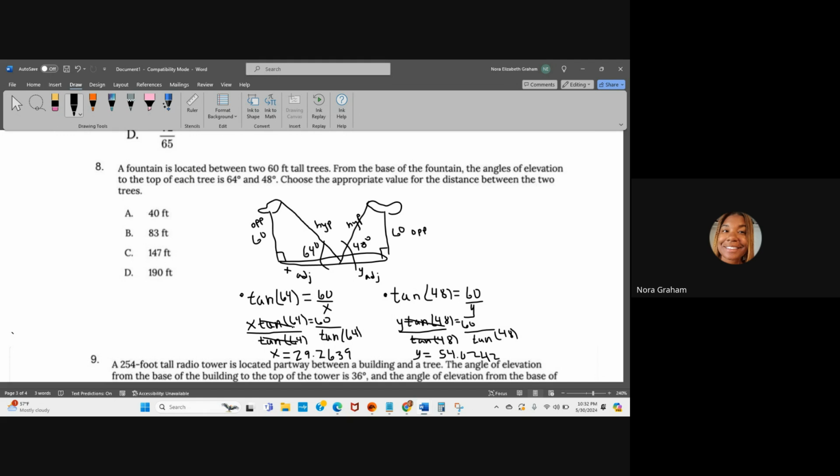All right, so what I just found was x, my distance from here to here, and then y, my distance from here to here. And they want us to find the distance between the 2 trees, so I have to find the whole distance. So I'm going to add my x and my y value together.